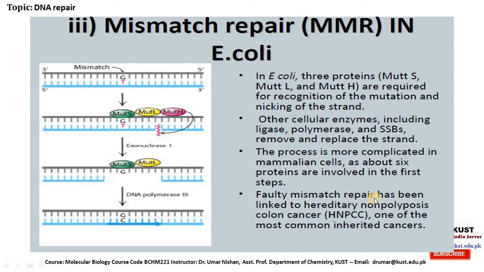Faulty mismatch repair has been linked to hereditary non-polyposis colon cancer, one of the most common inherited cancers. You see here the proteins that are involved, and then exonuclease activity, and then DNA polymerase 3 comes in and will add the bases, and now instead of T here we have C here. So this is how mismatch repair in E. coli is done.